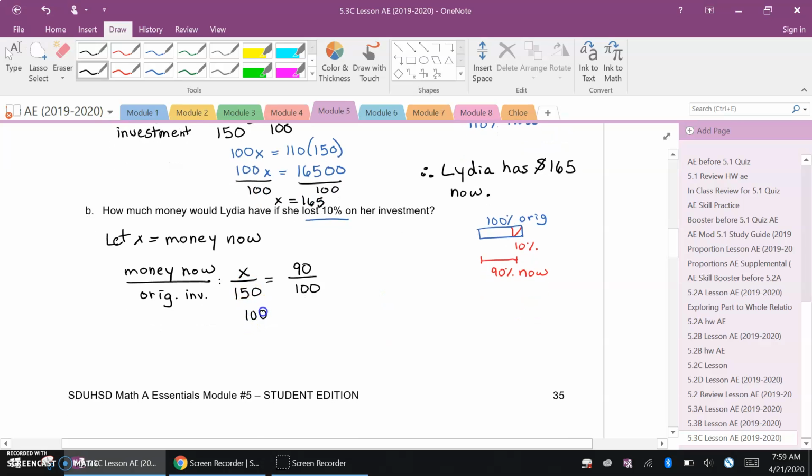So if we cross multiply, we're going to have 100x equals 150 times 90. We're going to plug that into our calculator, and we are going to get 13,500. And if we divide by 100, we are going to get 135. So if she had lost money, Lydia would have $135.